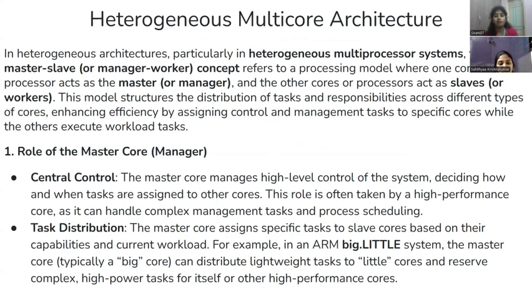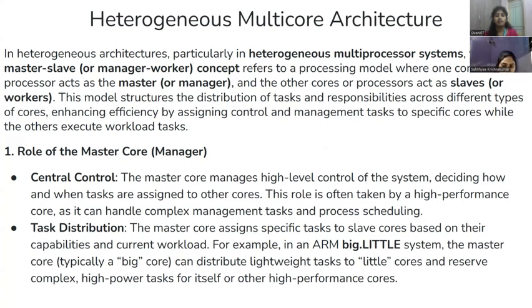A master core, often a powerful and high performance core, is responsible for overall control and coordination of the system. Then it has the task distribution. The master core assigns specific tasks to slave cores based on their capabilities and current workload. For example, in the ARM big.LITTLE system, the master core can distribute lightweight tasks to little cores and reserve complex high power tasks for itself or other high performance cores.